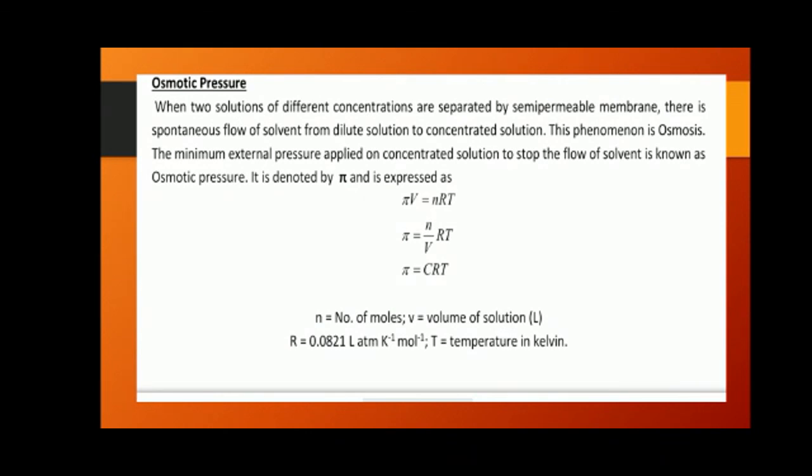It is denoted by π and is expressed as π equals n by V RT, or CRT, where C is the molar concentration, n is the number of moles, V is the volume of solution, R is the gas constant, and T is the temperature in Kelvin.